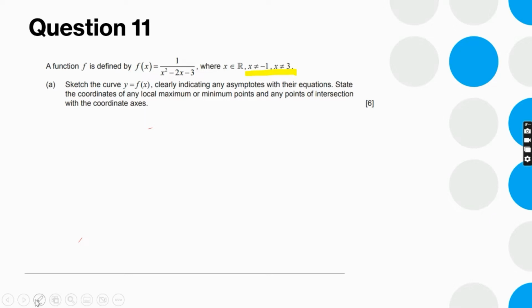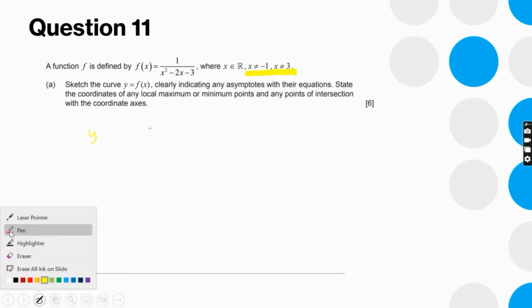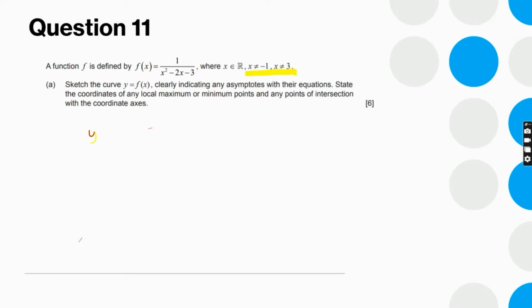Then at the same time, the horizontal asymptote, because y equals 1 over x squared minus 2x minus 3, as x tends towards infinity, we will get y equals 1 over infinity, which is 0, right? So that shows that there is a horizontal asymptote.